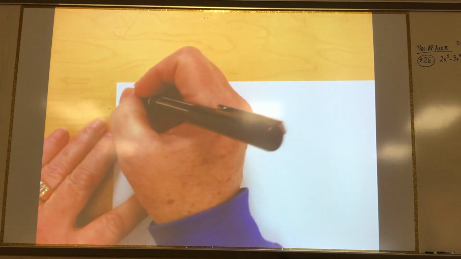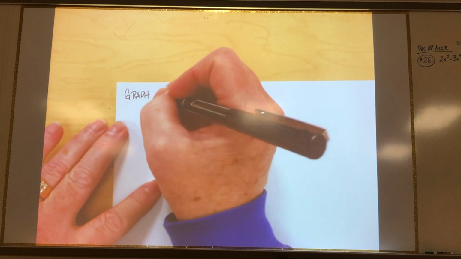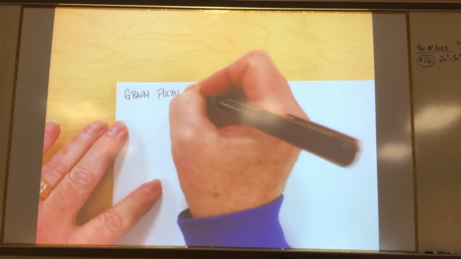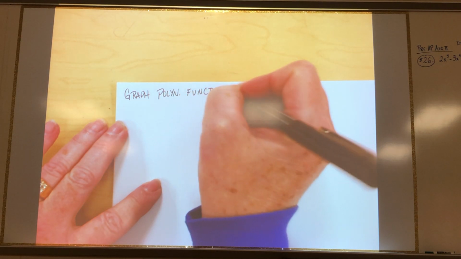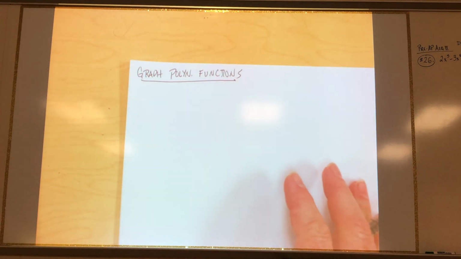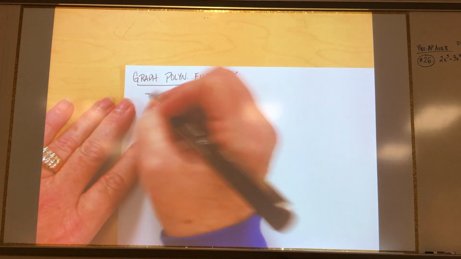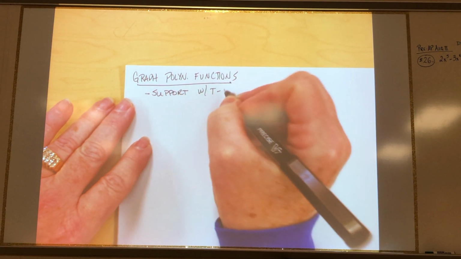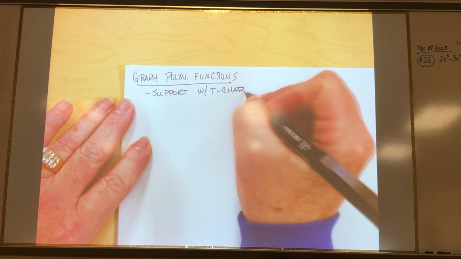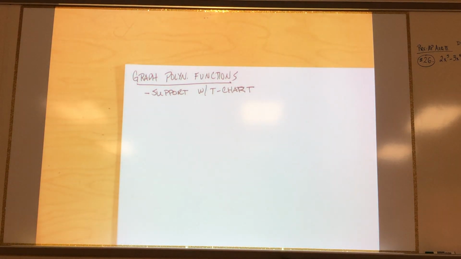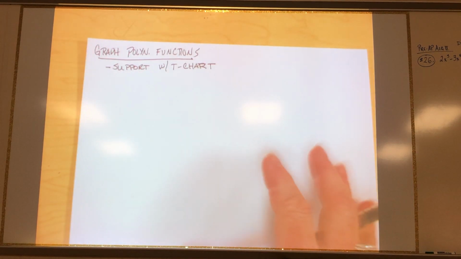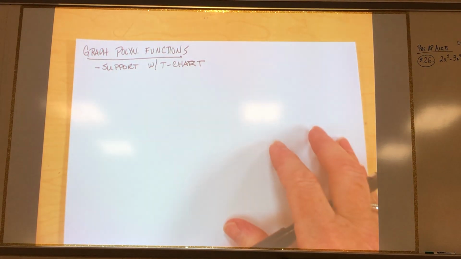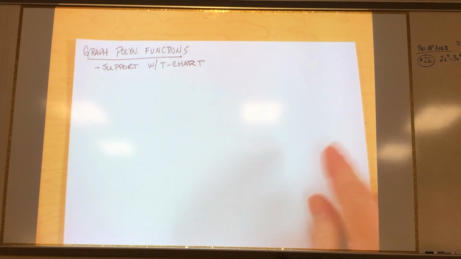So now we're going to graph polynomial functions. I'm going to tell you what I'm going to be looking for, because if I don't find it, I'm taking points away from you. You will always support your graph with a T-chart. If you slap a graph on a coordinate plane and don't support it with a T-chart, then my brain goes, oh, they tried to copy that out of the calculator. No credit.